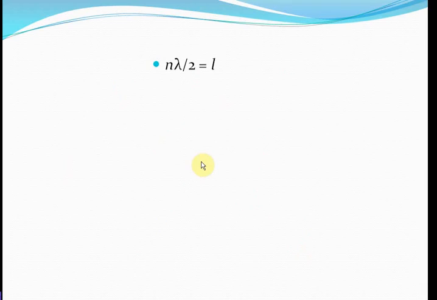So for the nth harmonic, n lambda by 2 will be equal to L, because for the first harmonic, 1 lambda by 2 was equal to L. For the second harmonic, 2 lambda by 2 was L. For the third harmonic, we just saw that 3 lambda by 2 was L. For the fourth harmonic, 4 lambda by 2 will be equal to L. So for the nth harmonic, n lambda by 2 will be equal to L and the frequency will be equal to nV by 2L. So the frequency of vibration required to create n loops in a fixed string is nV by 2L. The frequency nV by 2L is called the nth harmonic.